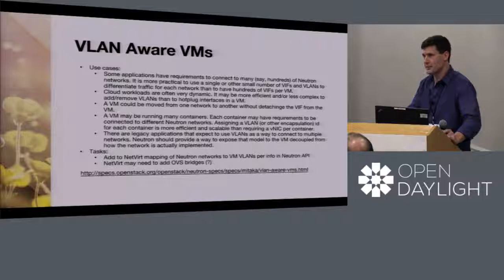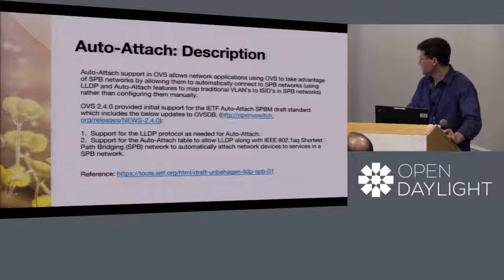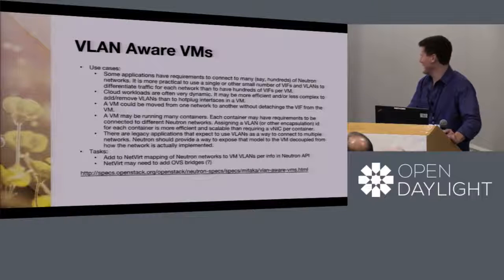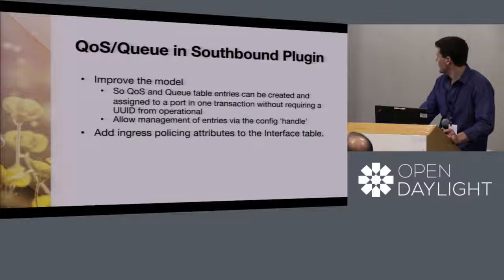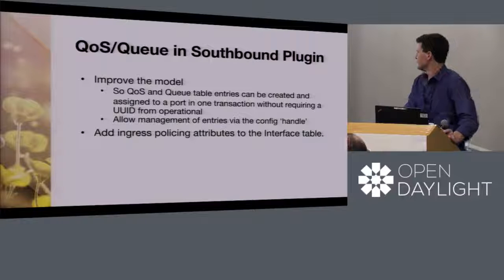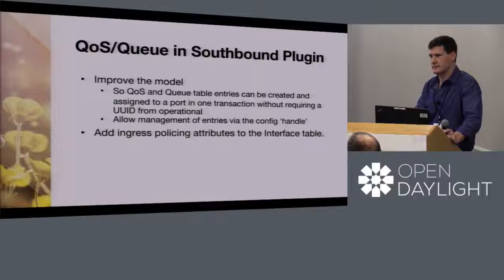VLAN aware VMs. Do you want to talk to it? We lost that one, Eric. So the idea of doing this QoS support in the southbound path was so that you could use it in an application, but the idea was to support the OpenStack QoS.